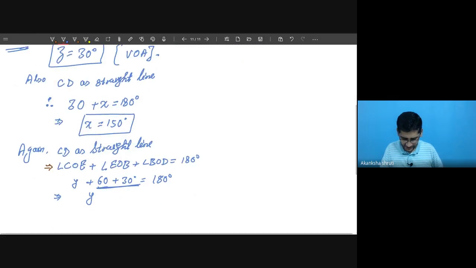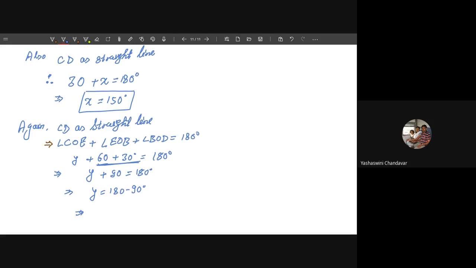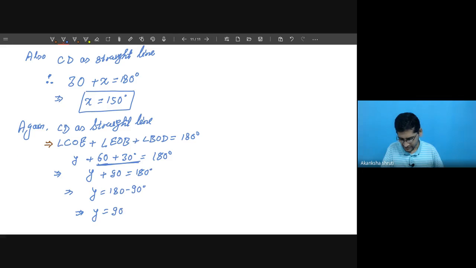Now it is okay. 30 plus Y plus 60 equals 180 degrees. So this implies Y is equal to 180 minus 90. So angle Y is equal to 90 degrees. It is the one third one that we have.